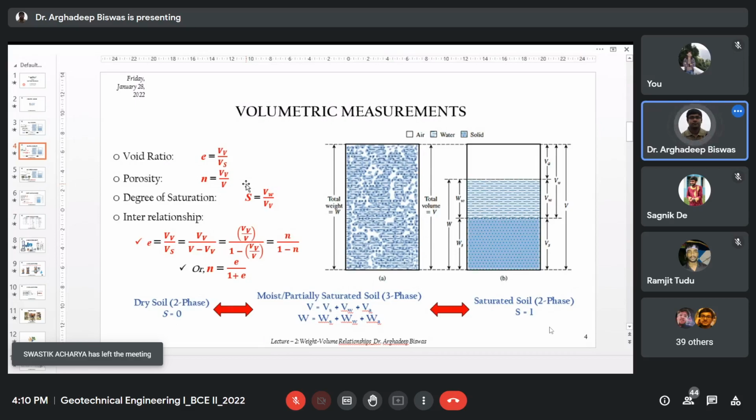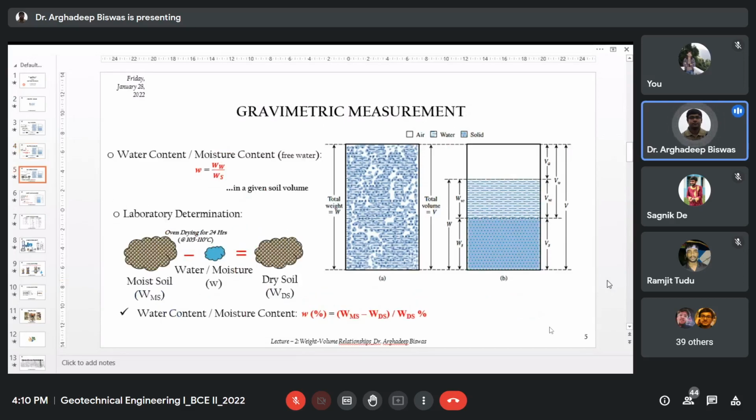Okay. So that is one case. This is the degree of saturation that has been mentioned here. When it is dry soil, that is two phase, S will be equal to 0. When it is moving to the right hand side, that is again two phase, but it is a saturated soil. In that case, the degree of saturation will be equal to 1. Got it?